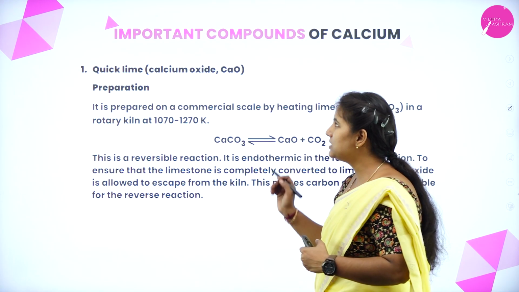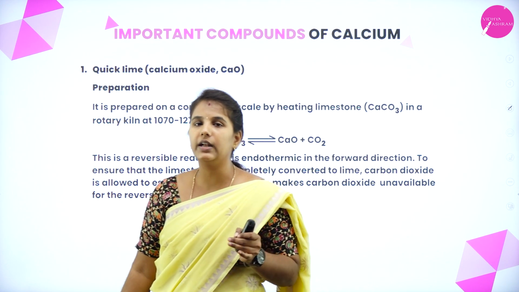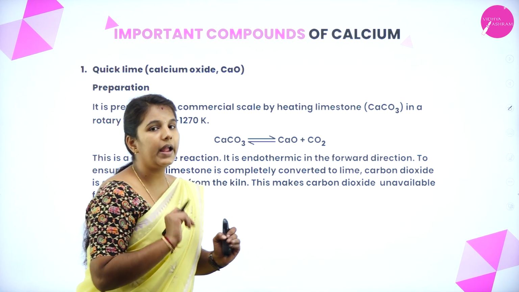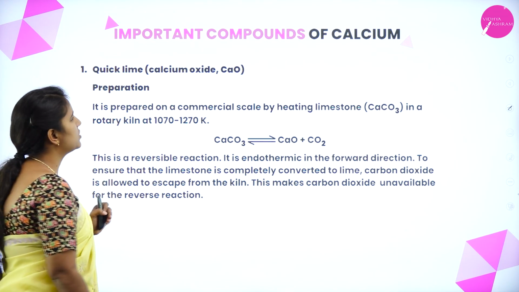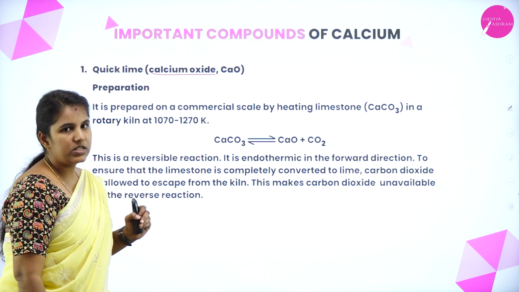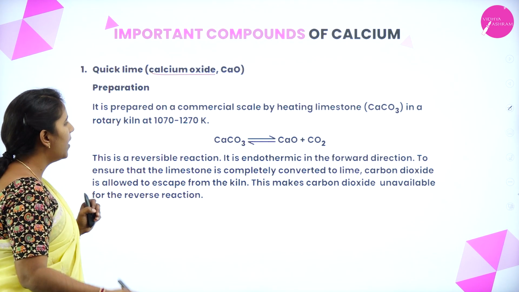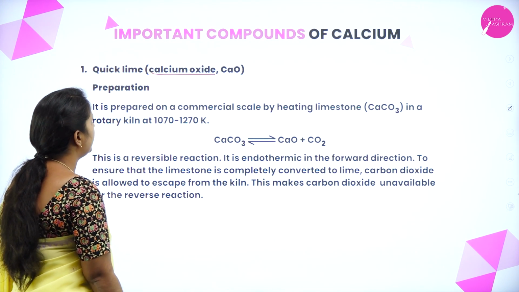Okay. So let's see the first important compound of calcium, that is quicklime, and the formula is CaO, which is also known as what? Calcium oxide. Let's see its preparation. How is it prepared? Let's understand now.